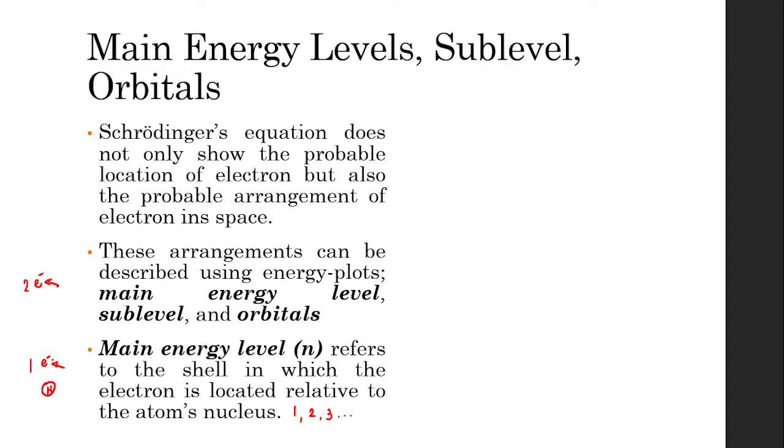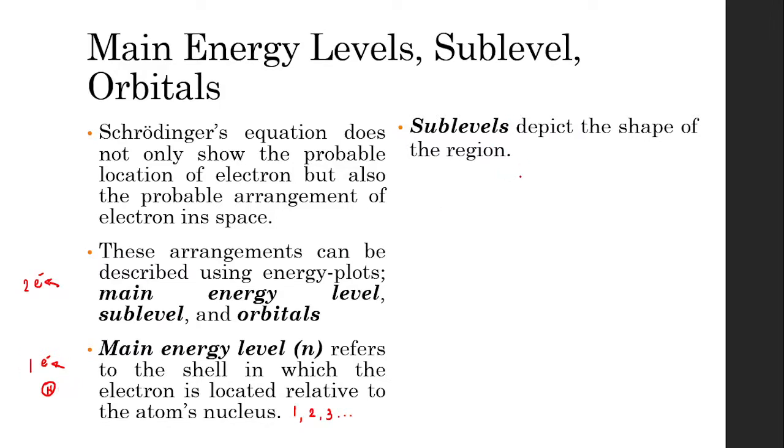So again, the closer the electron is to the nucleus, the lower the energy level. Okay. The next thing is that within these energy levels, there are what we call sublevels. Sublevels depict the shape of the region. If the energy level is the distance of the electron relative to the nucleus, then the sublevel tells you what the shape of that area is.